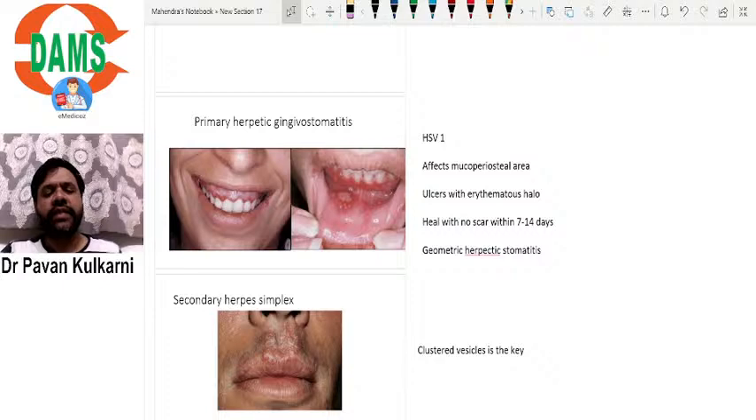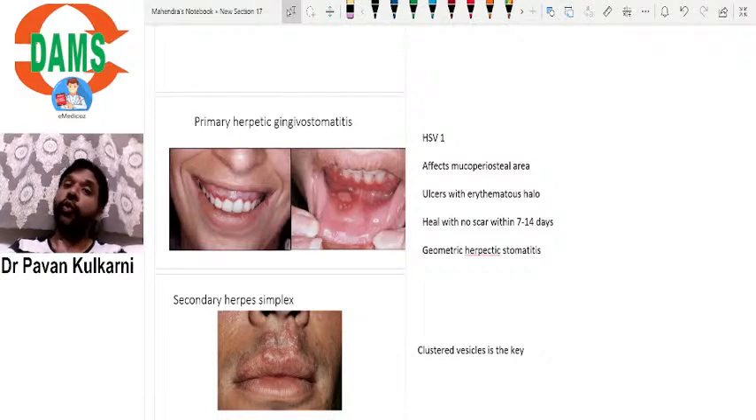And these ulcers have an erythematous halo. You can see carefully there is a red margin there. But remember, they will heal with no scar formation, and that too within a maximum of 1 or 2 weeks.